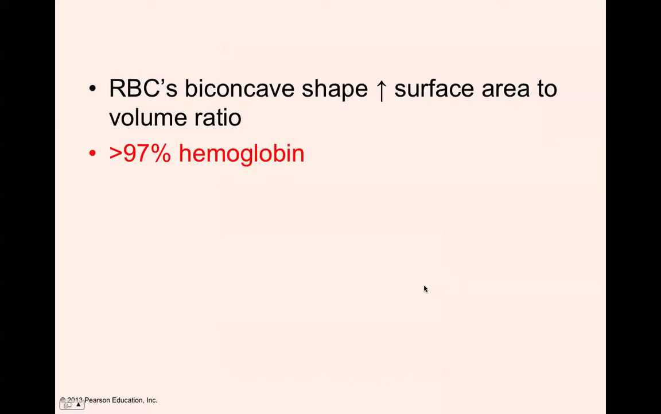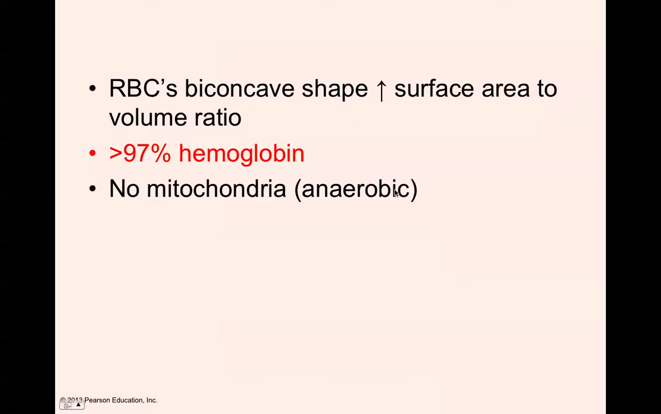So also that red blood cell's biconcave shape increases the surface area to volume ratio. Surface area is incredibly important in the body in many, many ways. This red blood cell is also packed with hemoglobin. It's more than 97% hemoglobin. There are no mitochondria, so therefore they don't metabolize with oxygen.